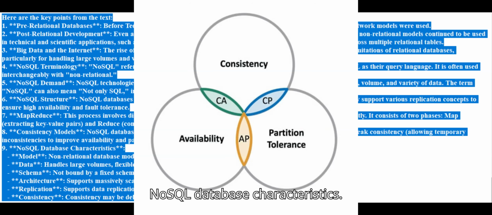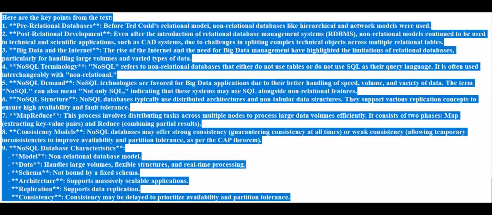9. NoSQL database characteristics. Model: non-relational database model. Data: handles large volumes, flexible structures, and real-time processing. Schema: not bound by a fixed schema. Architecture: supports massively scalable applications. Replication: supports data replication. Consistency: consistency may be delayed to prioritize availability and partition tolerance.